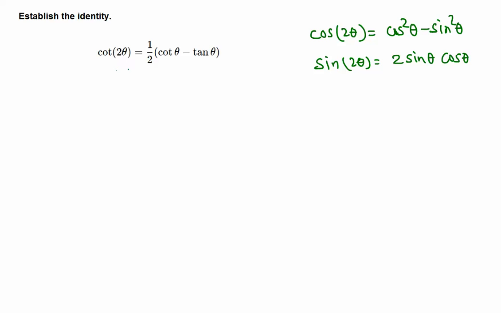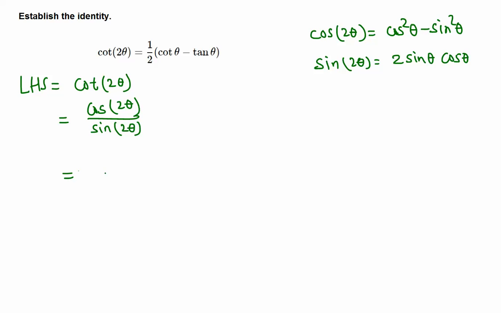Or we can start from the left hand side, and cotangent is cosine over sine, and replace cosine 2 theta by this and sine 2 theta by this. We get 2 times this over this, and we can split into two fractions. So either way works. Let me do it by the left hand side. The left hand side is cotangent 2 theta. Cotangent is cosine over sine, and we have the formulas for cosine double angle and sine double angle.